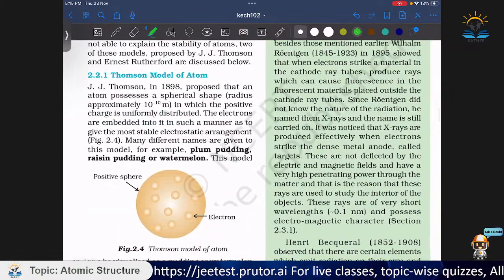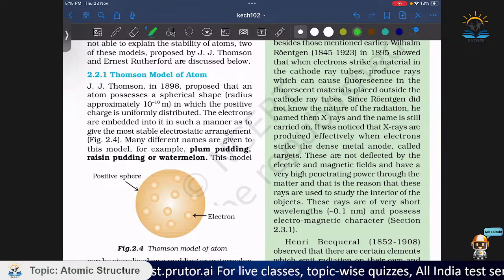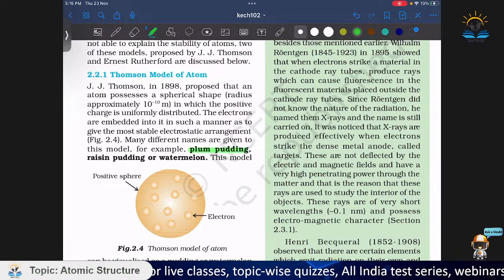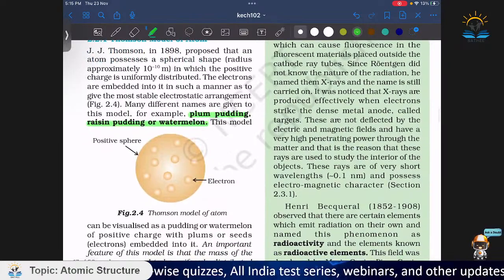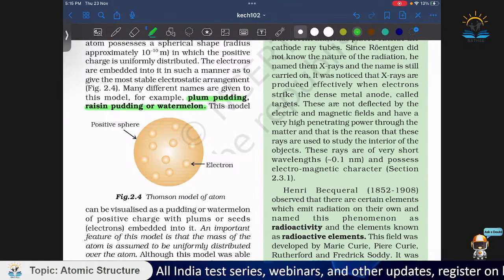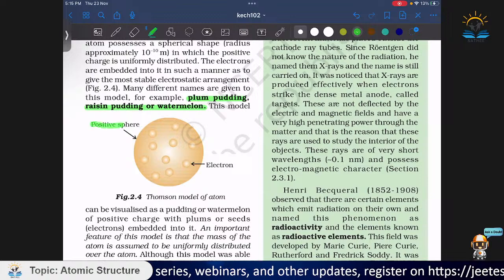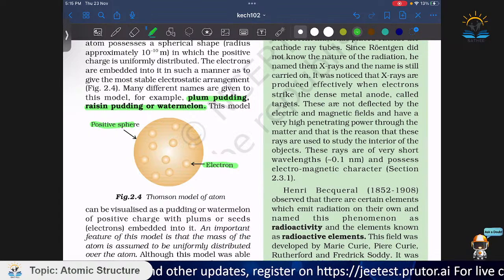So now we move on to the models of the atom. The first model was Thomson's model. It was also known as plum pudding, raisin pudding, or watermelon model. This model can be visualized as a pudding or watermelon of positive charge with plums or seeds, the electrons, embedded into it. As we can see, there is a positive sphere and electrons are present inside that positive sphere. It is embedded.